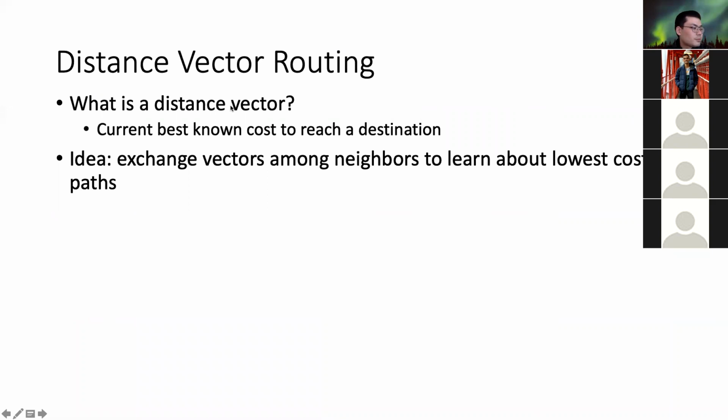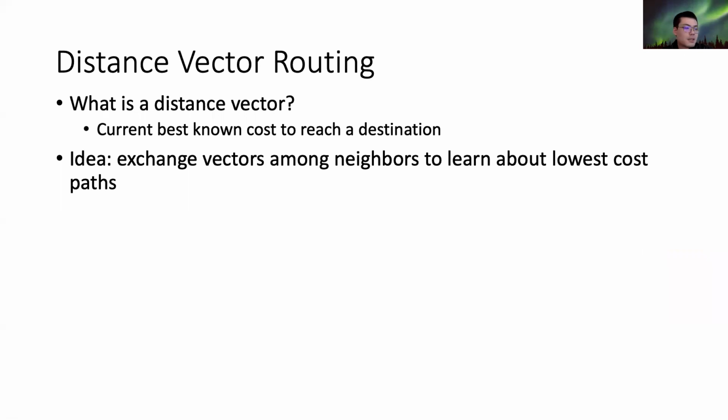But basically we have a vector. The first item in the vector says what your current router's shortest distance to the first router is. The second item is the shortest distance to the second router. The third is the shortest distance to the third router. So the idea is to exchange vectors among neighbors to learn about the lowest cost path. You only get to know a lower cost path from your neighbor. You don't directly communicate with any router that is not directly connected. So this is the idea.